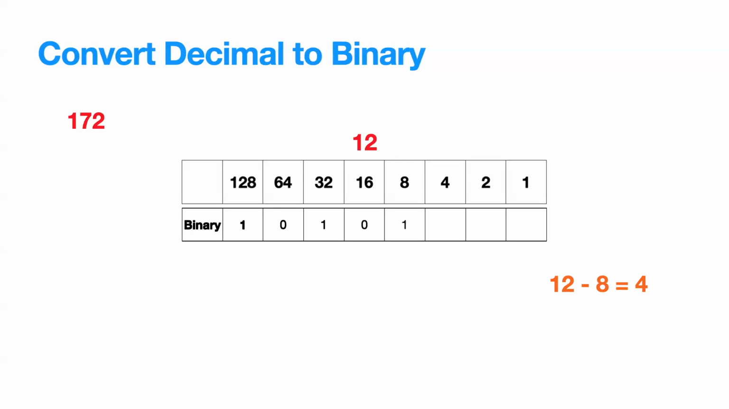Now use this new remaining value. We have to check if 4 is equal to or greater than the table value 4. Yes, so put 1 in the binary column. Whenever the decimal value and table value are equal, you can put the remaining binary columns as 0. So this is how we convert decimal to binary. This binary value is equal to the decimal value 172.